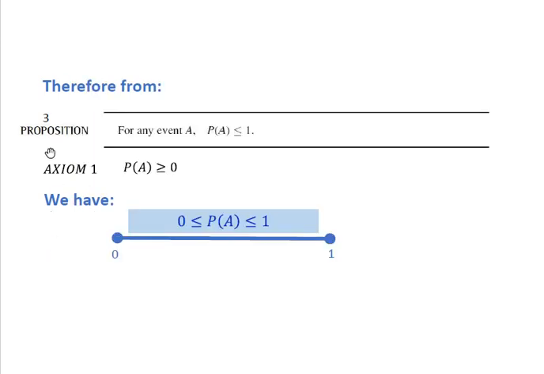Therefore, from proposition 3 and axiom 1, we can conclude that the probability is between 0 and 1. The minimum value is 0 for impossible events. The maximum value is 1 for a certain event or sample space, and for other events the probability lies between 0 and 1.